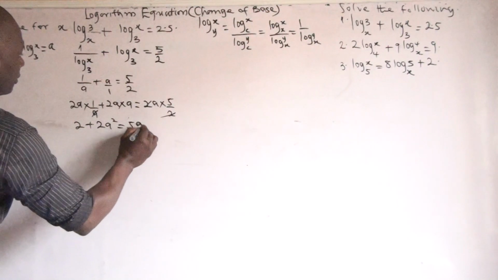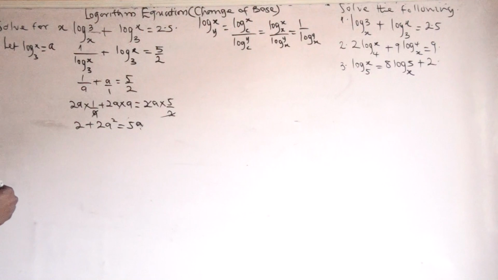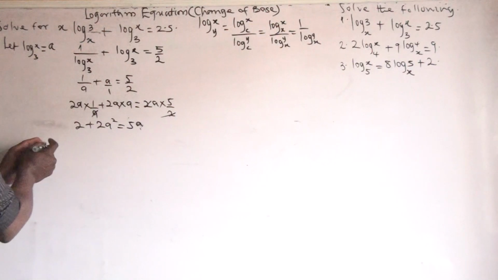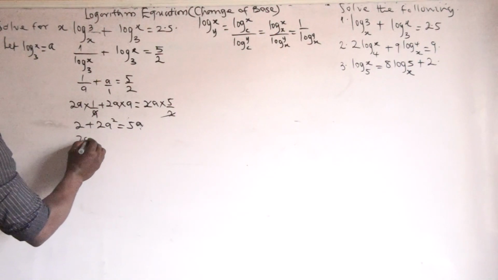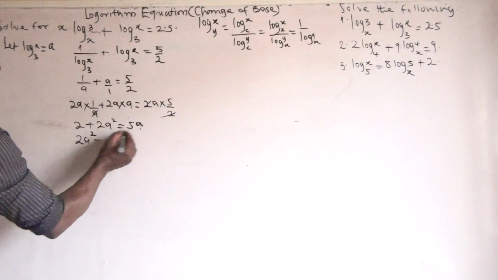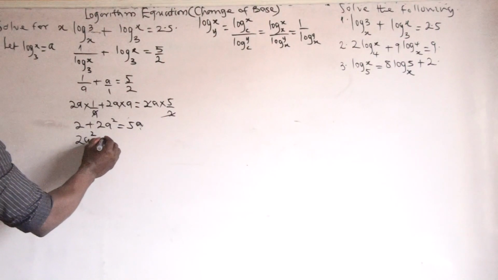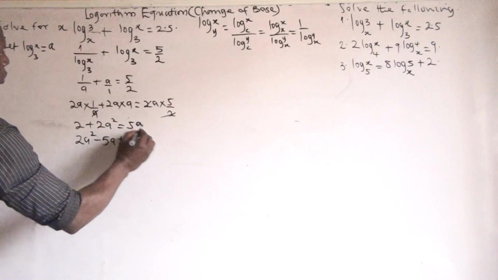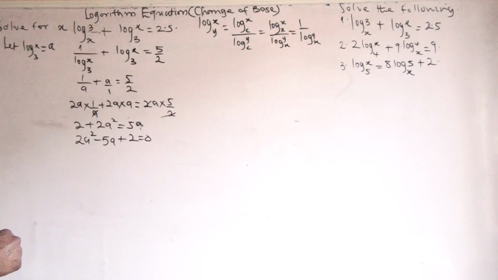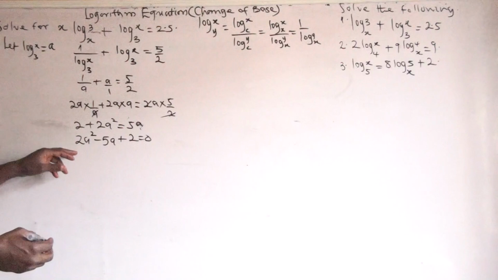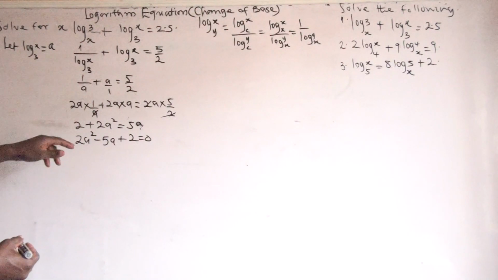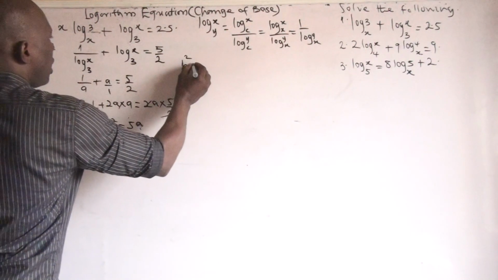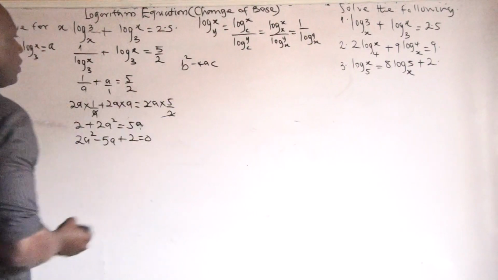This is 5a. Now, as we can see, this is already a quadratic equation, but we must group all the terms on one side. This becomes 2a squared minus 5a plus 2 is equal to 0, as the 5a crosses the sign of equality. Now this is a quadratic equation, so let's see whether we can factorize it. If it is factorizable, let's do the test for linear factors. Let's see if b squared minus 4ac will give us a perfect square.